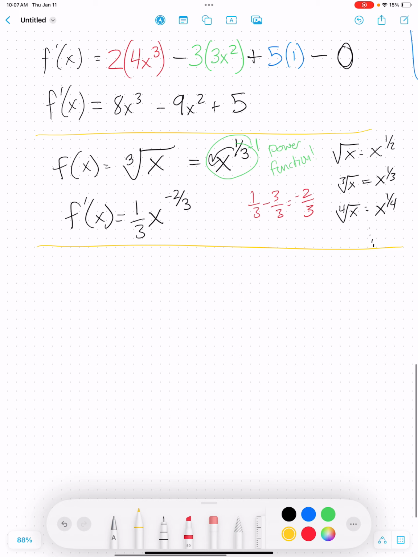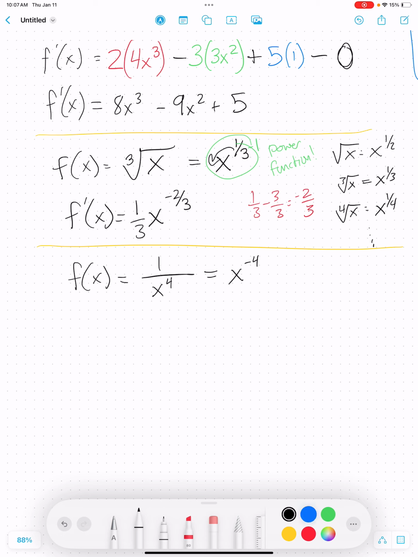This is also true if you ever have a power in the denominator. What if you have something like this, 1 over x to the 4th? If you ever have a power function in the denominator, this still qualifies as a power function because you can rewrite this using negative exponents. If you remember, this is what negative exponents represent. Negative exponents represent that you just have the power function in the denominator. You're dividing by that power function.